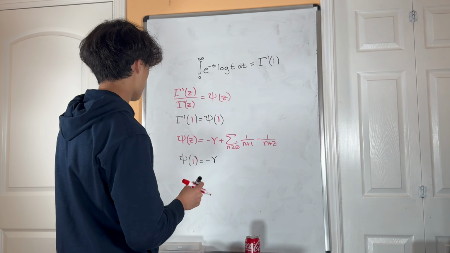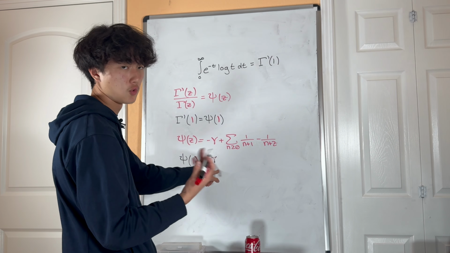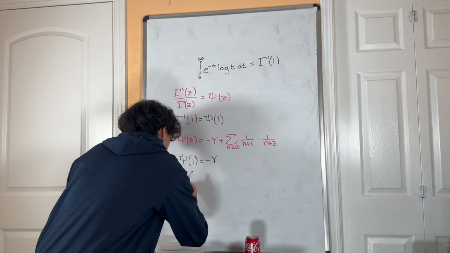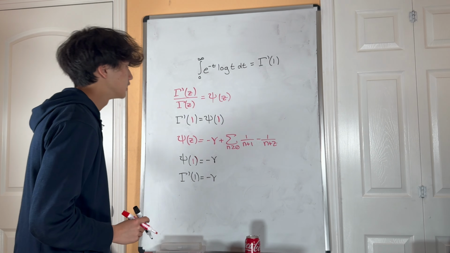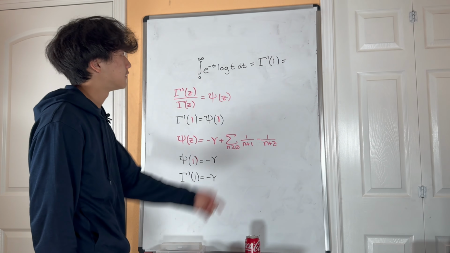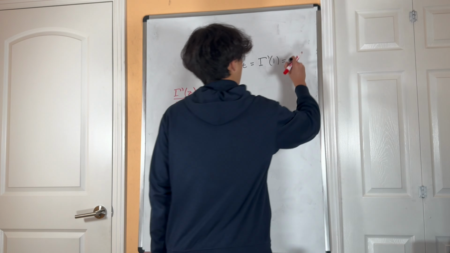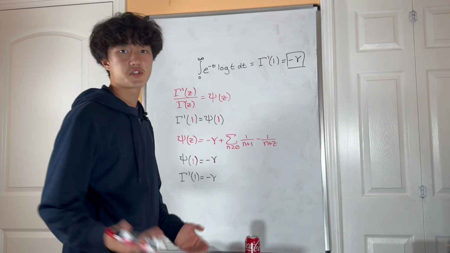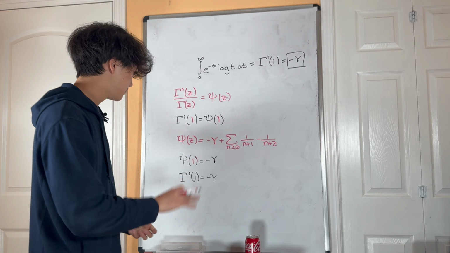Okay, so there we go. We have now just found, because digamma of 1 is equal to negative Euler-Mascheroni constant, that gamma prime of 1 is also equal to the Euler-Mascheroni constant, but negative. And therefore, this integral right here, by way of the derivative of the gamma function, is just the negative Euler-Mascheroni constant.